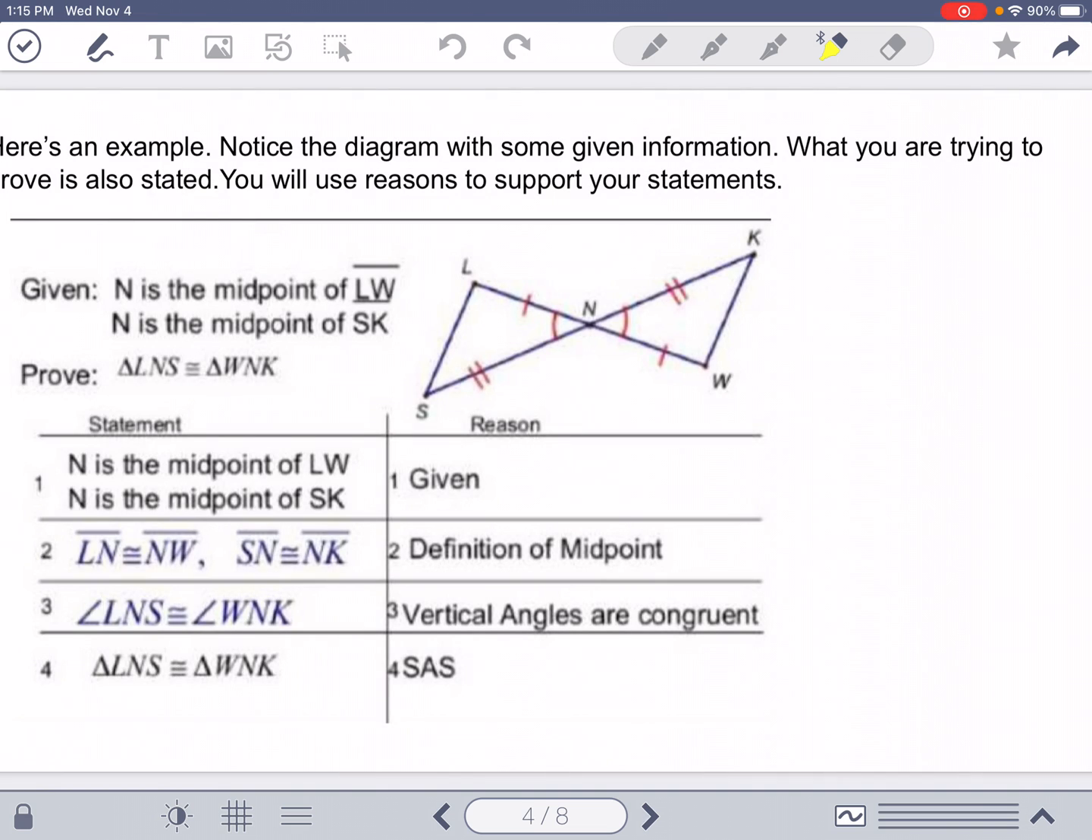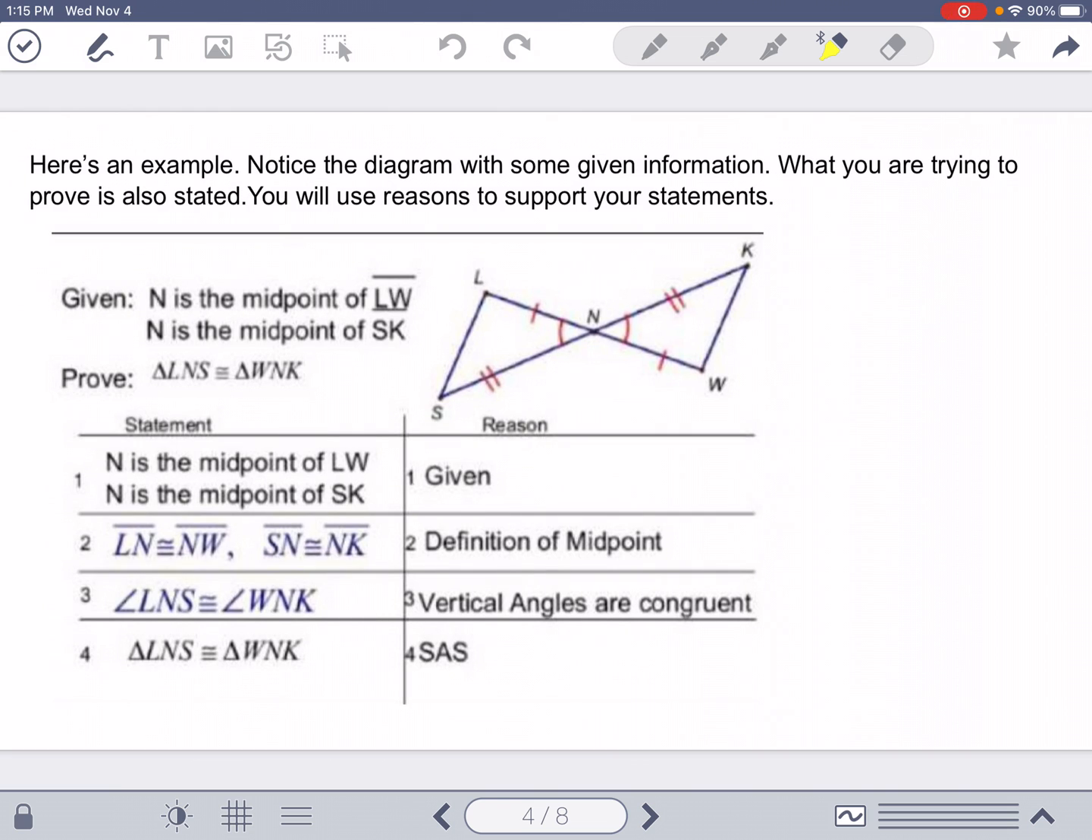So here's an example. Notice this diagram. There's some given information over here on the side. And then what we are trying to prove is also stated. Notice that what we're trying to prove is the last statement. That was the point of everything. And our shortcut is the last reason. Also notice that our first statement is what we were given. And we start with what we're given. We think about how we can use that to make other things become apparent.